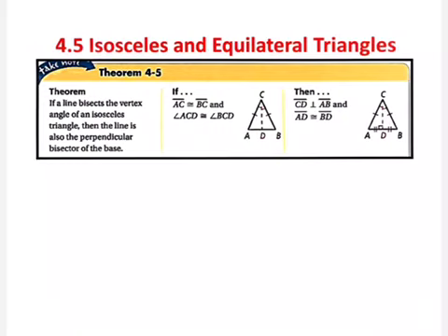All right, Theorem 4.5. If a line bisects the vertex angle of an isosceles triangle, then the line is also a perpendicular bisector of the base. So ultimately, if you have a line coming down the middle of your isosceles triangle that's breaking the top vertex angle into two equal angles, it is also going to be perpendicular to the base and bisect the base.